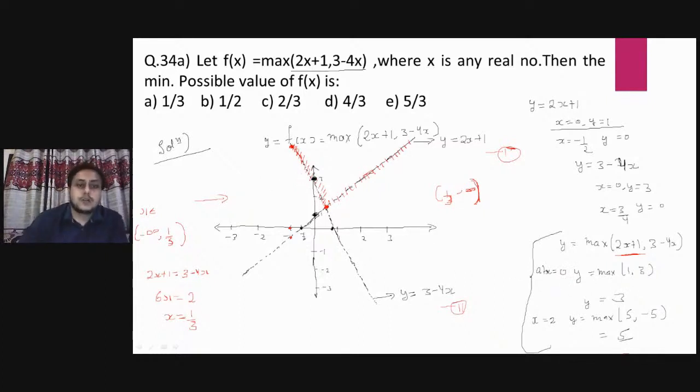Got it, guys? So the resultant graph of this equation, f(x) equals maximum of 2x plus 1, comma, 3 minus 4x, is this one, the shaded one, shaded with red marking, right? So this is the graph of the maximum of this equation, comma, this equation. So guys, the question is where x is any real number, right? Means from minus infinity to plus infinity.